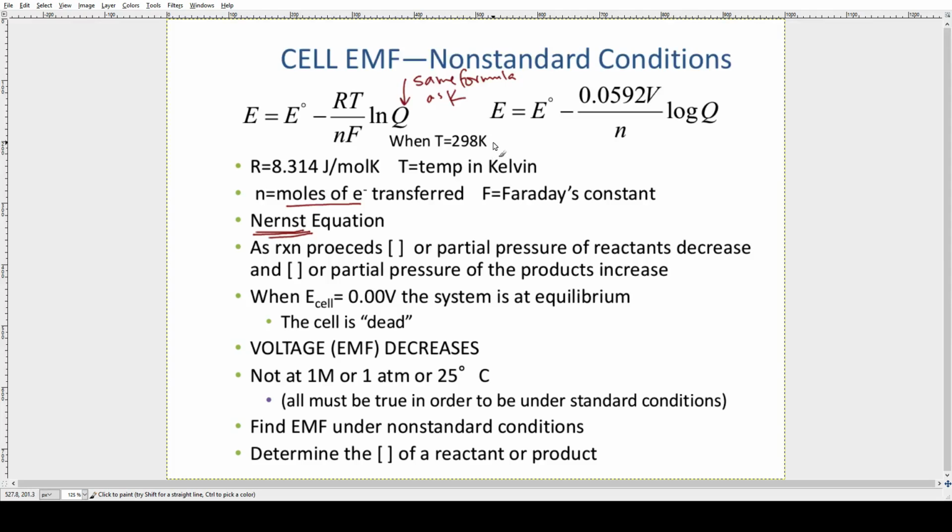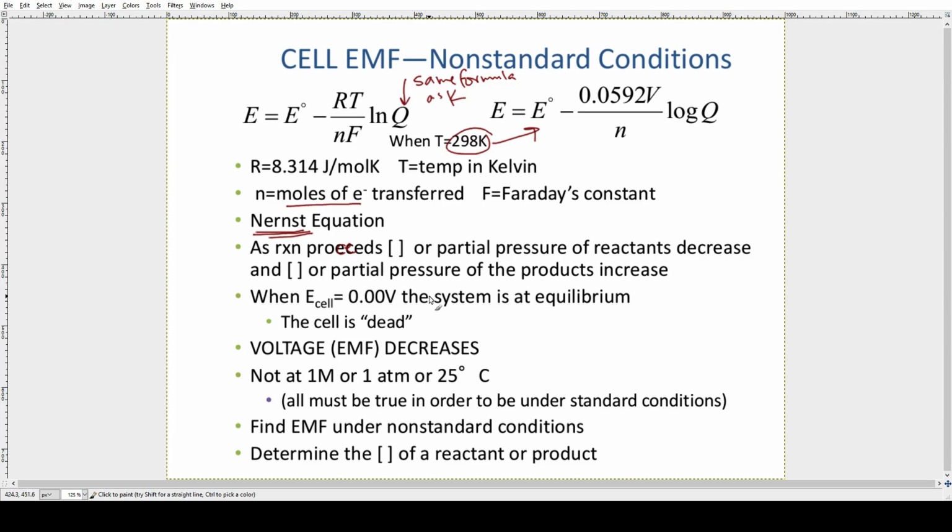If the temperature is equal to 298 Kelvin, then if you want, you can use this equation. It just requires a lot less plugging in of numbers. I believe you are given both of them on your formula sheet, but again, you should double check that. So, typo.